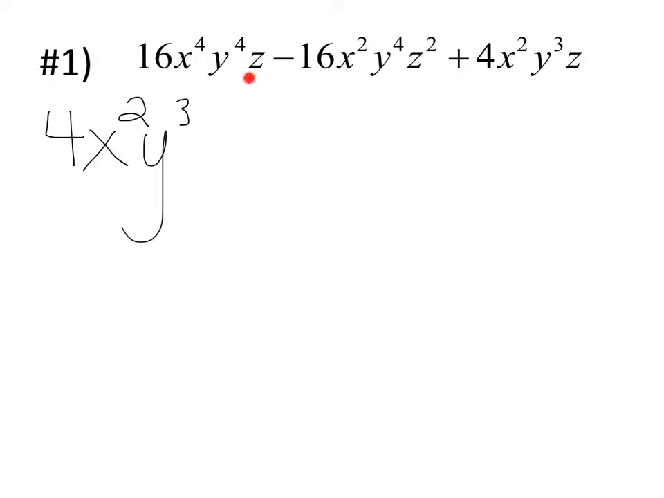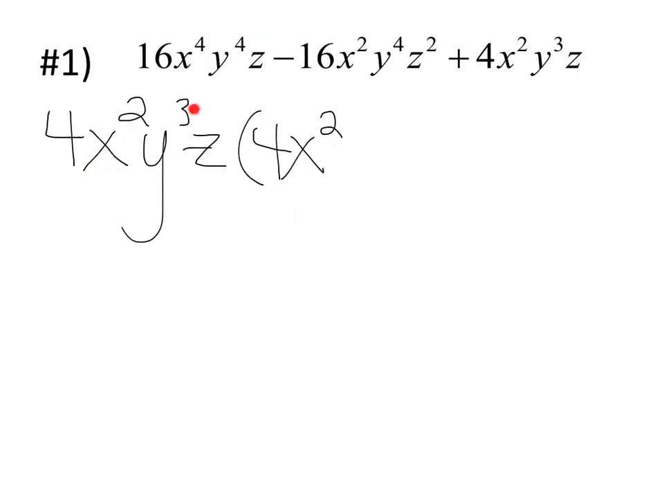And then you're going to look at the z's. You have 1 here, 2 here, and 1 here. So we can pull out 1. All right, and then you go through and you divide. So here we'll do 16 divided by 4 is 4. X to the 4th divided by x squared is x squared. Or you can look at it as you had 4 x's, you took 2, how many are left?